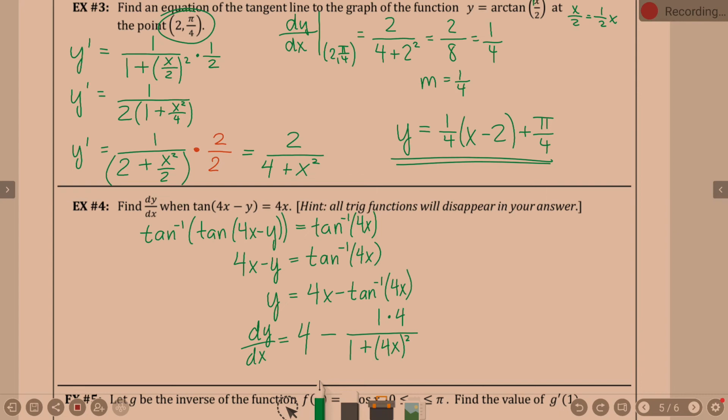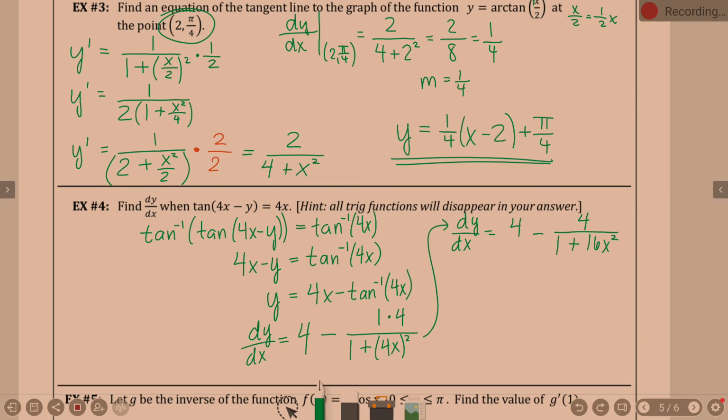Okay. So, we're going to do a little bit of cleanup here. Because again, is this the answer you would see on an AP test? No. So, it's going to be 4 minus, then as a fraction, 1 times 4 is 4, over 1 plus 4x squared is 16x squared. Now, how do you make these into one fraction? Common denominator? What is my common denominator?